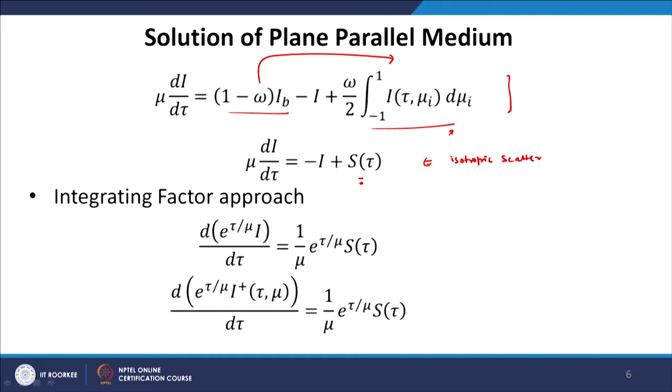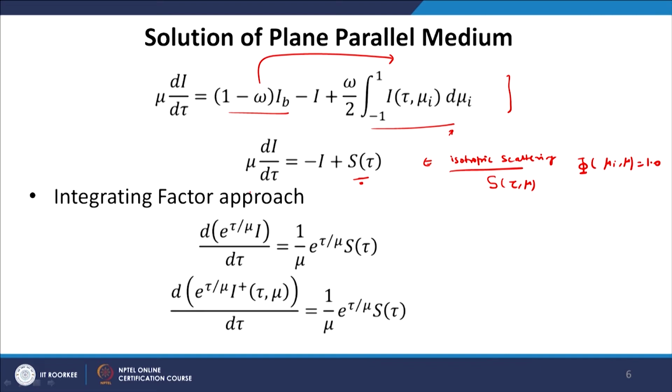Okay. So, this is valid only for isotropic scattering, that is the scattering phase function, which is a function of mu I and mu, is simply equal to 1. That means, there is no dependence on outgoing direction. Otherwise, if it is not isotropic scattering, then the source function will be a function of tau and mu, but because the scattering is isotropic, the source function is just a function of tau and it does not depend on mu. So, the equation in simplified notation is mu d I by d tau is equal to minus I plus S tau, where S tau is the source term that includes emission augmentation and scattering augmentation.